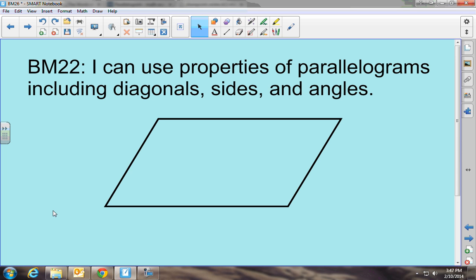Today we'll be doing benchmark 22. I can use properties of parallelograms, including diagonals, sides, and angles.